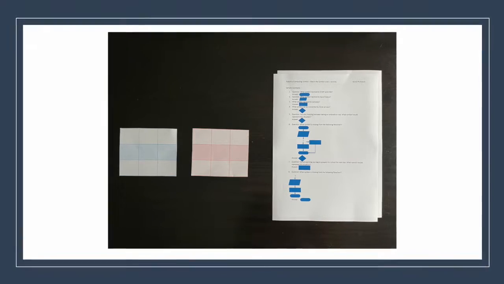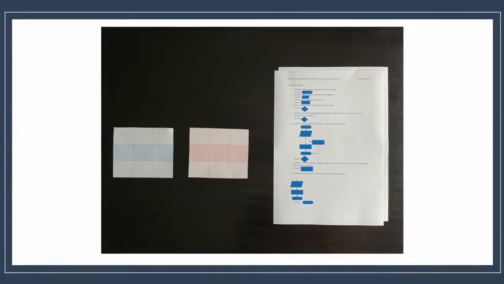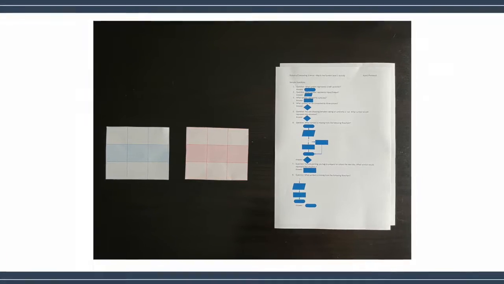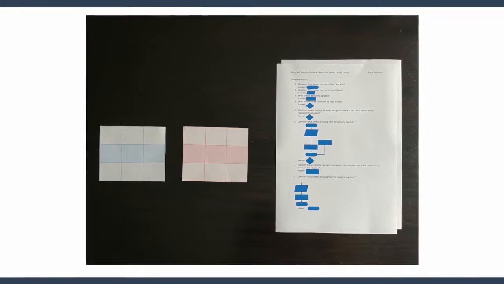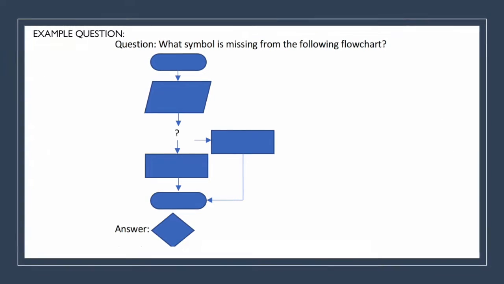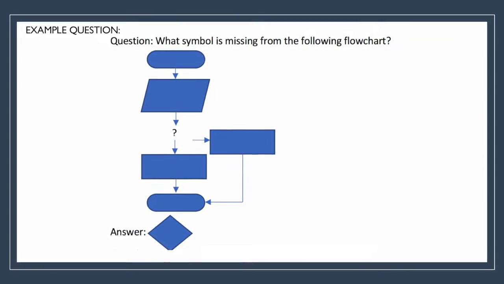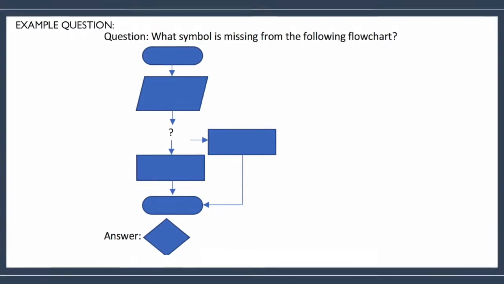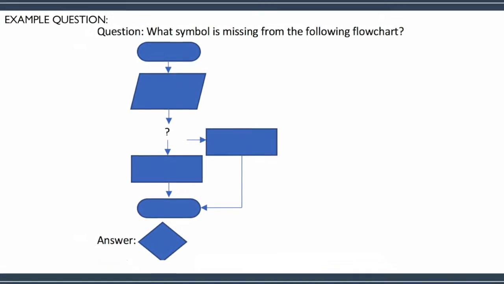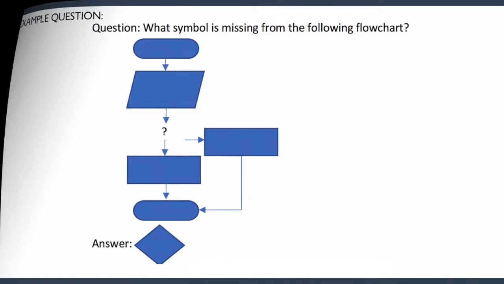Let's now move on to making this activity. Players of the game will need to draw a 3x3 table just like in level 1. The judge of the game will need to prepare 10 to 15 questions about flowcharts. An example of a question can be, what symbol is missing from the following flowchart? More sample questions can be found on my website.